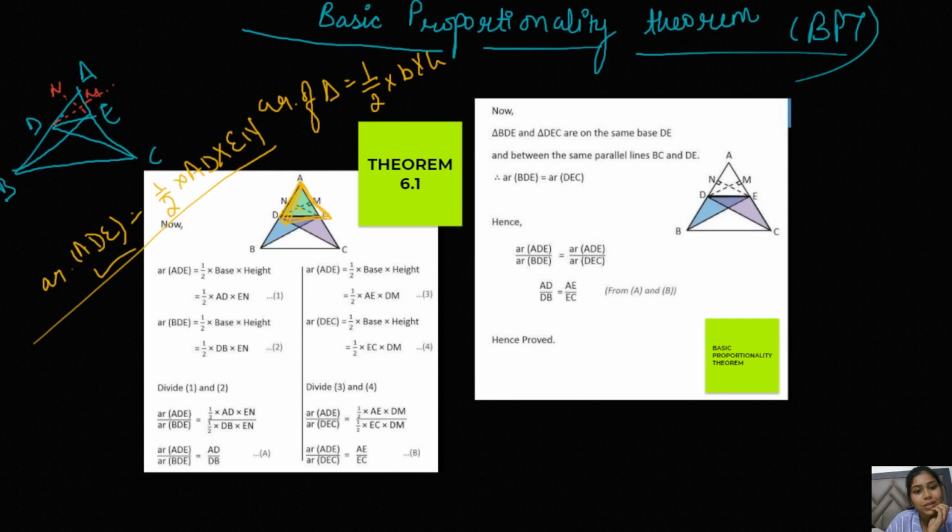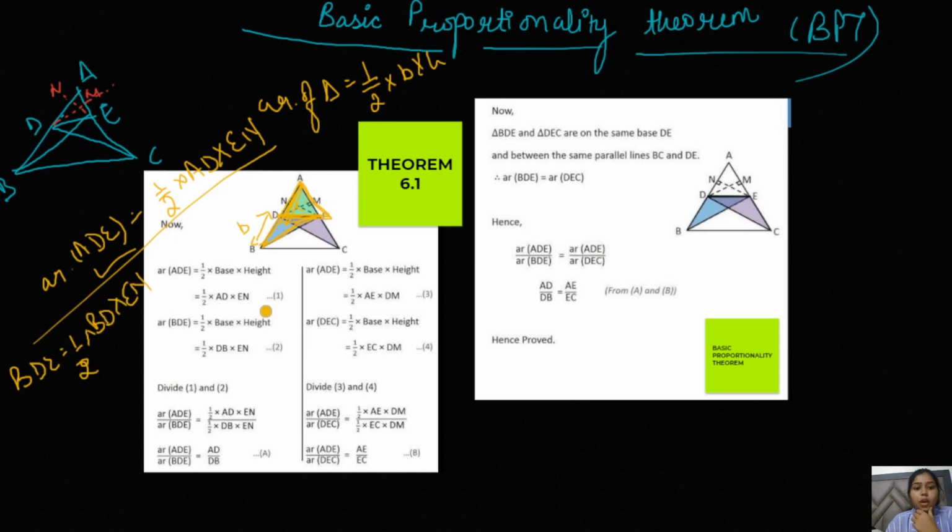I hope that's clear to you. Now we are taking this particular triangle's area. In this triangle, this will be your base and the height will be this. So EN will be the height. So the area of BDE will be equal to half into BD into EN. I hope that's clear to you.